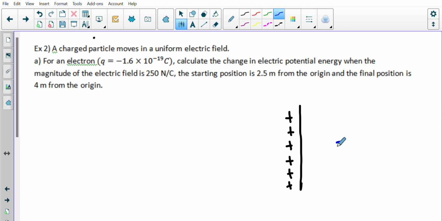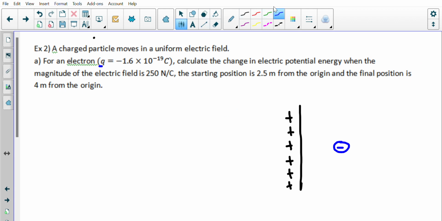All right, so we've got our negative charge. In fact, it's an electron. Now these are attracted to each other. So let's see what happens here. We have an electron, we have its charge. We want to calculate the change in electric potential energy when the magnitude of the electric field is 250 newtons per coulomb. The starting position is 2.5 meters from the origin, and the final position is 4 meters from the origin.